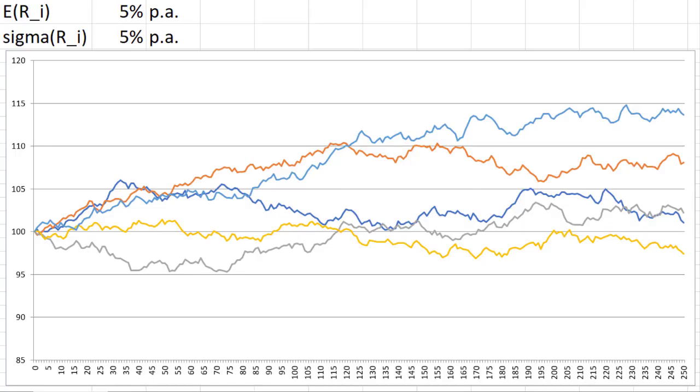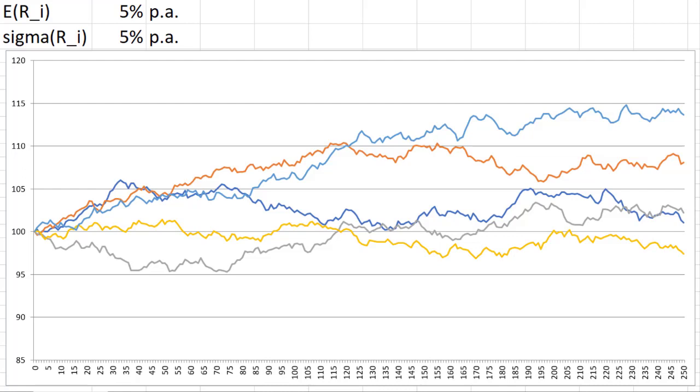What I've done here is I have simulated the price evolution of 5 different assets, and they all have normally distributed returns, and they also all have the same parameters. They have a per annum expected return of 5%, and the per annum volatility is also 5%. So we would expect on average that each of these stocks, which at time 0 have a price of 100, should have a price of 105.